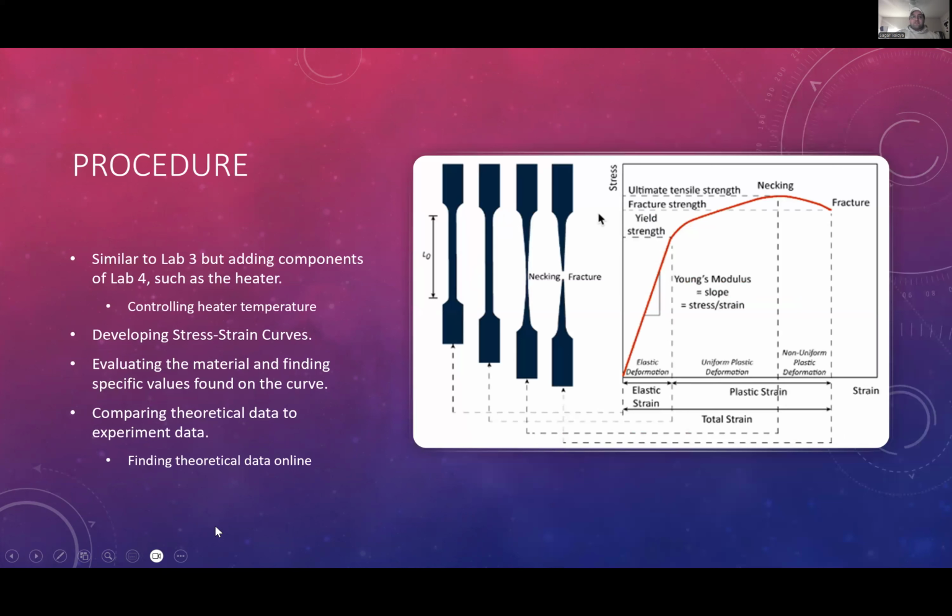So the procedure itself is similar to Lab 3, but we are adding components of Lab 4 specifically, like the heater and the heat flux sensor and the thermocouple. One thing I'd want to add is controlling the heater temperature. I want the heater to be able to go as high as it could. You could also add in more cases than I did, where you have heat at the middle temperature, heat at a low temperature, and then heat at a very high temperature to compare how the levels of heat affect these material characteristics that we're trying to find.